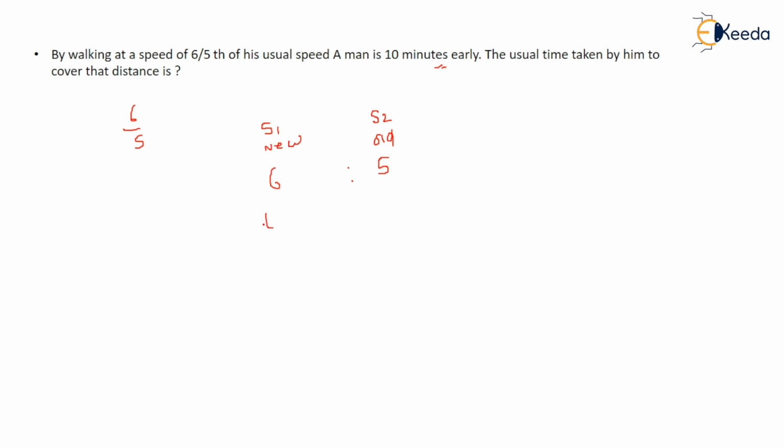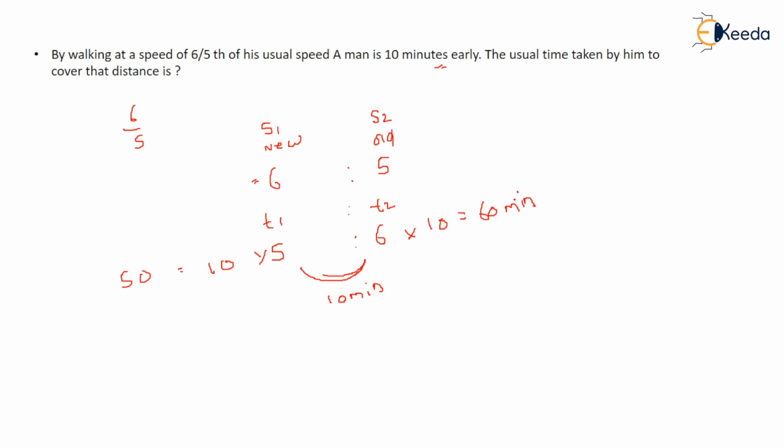I told you, you have to do the opposite of speed for time. If his speed is more, he will take less time. So he will take 5 units, right? And if his speed is less, then he will take more time. He will take 6 units. So the difference in time between them is given as 10 minutes. Means 1 unit is 10 minutes. So you have to multiply this by 10. If it is asked the new time, it will be 50 minutes. But what is asked? Old time, or usual time. So usual time will be 60 minutes.